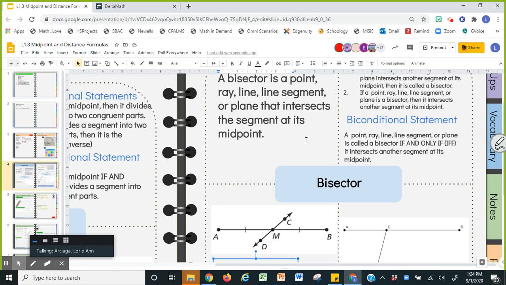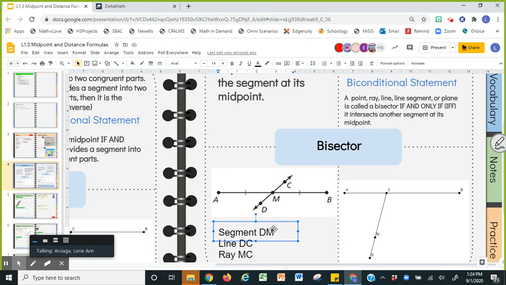So the only conclusion we can get from a bisector is that it contains the midpoint of the line segment. So in this figure, C is not the midpoint. Why? Because in the first place, it doesn't have those tick marks on both parts.